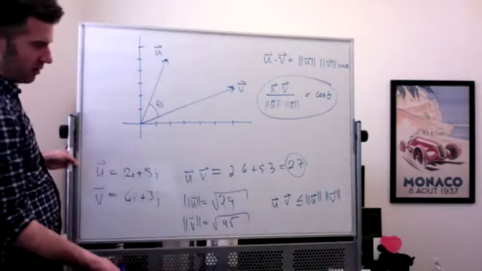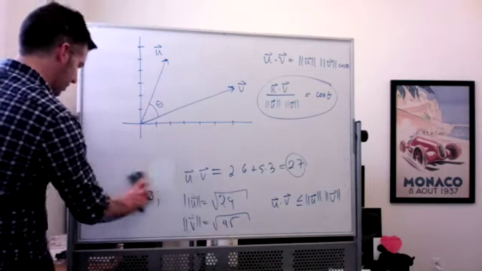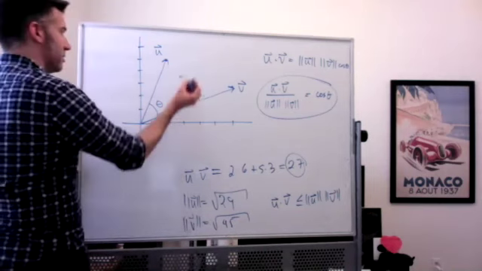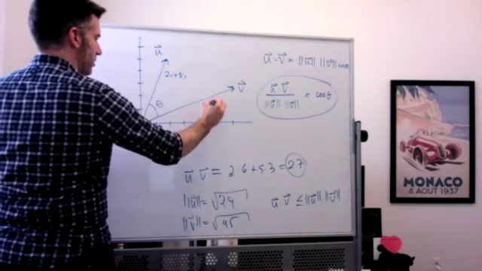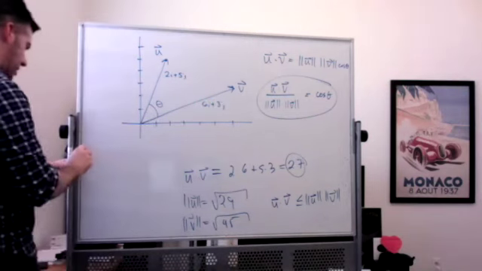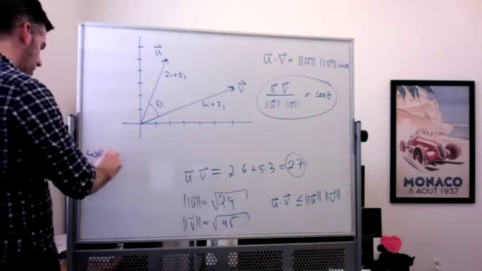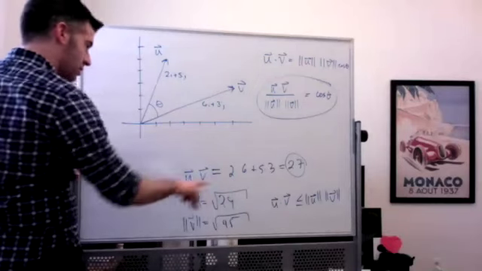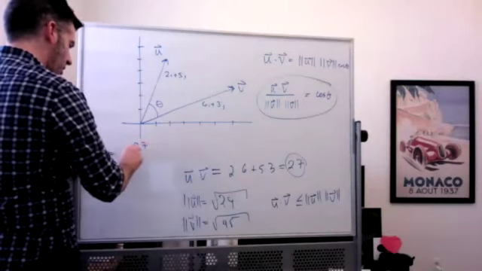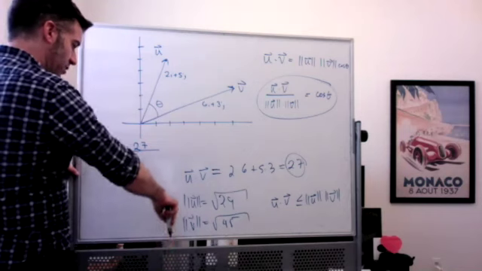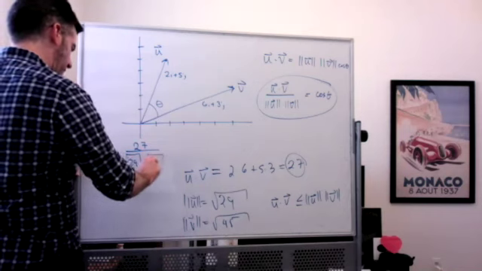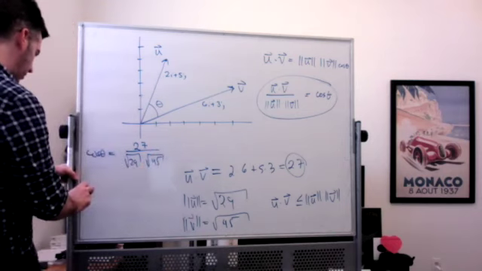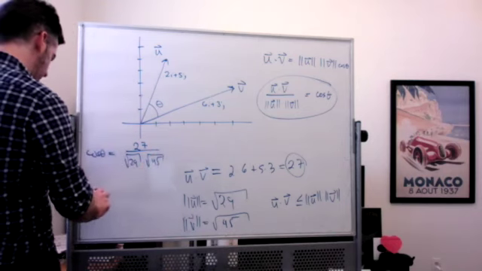So then to find the angle, I would love to not erase any of this. I guess I'll erase this. And this is 2i plus 5j. This is 6i plus 3j. We can see that cosine of theta is going to be u dot v, which is 27, over magnitude u times magnitude v, which is square root of 29 times the square root of 45. So then theta is going to equal the inverse cosine of this.